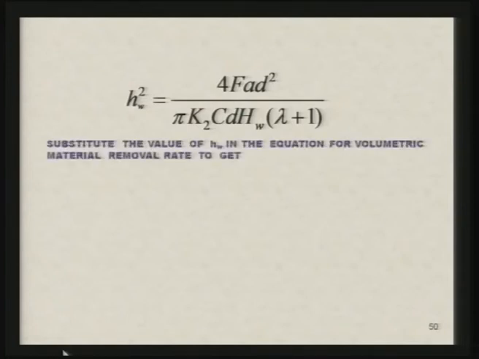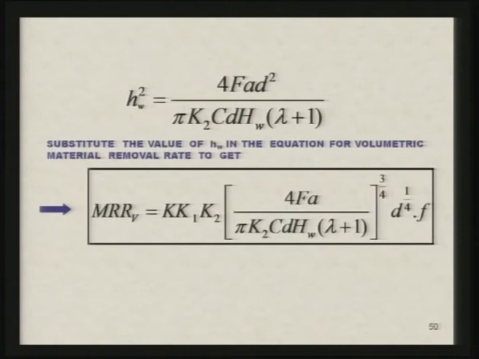Substitute the value of H W in the equation. The volumetric material removal rate by the hammering model comes out to be equal to K K1 K2 multiplied by the term given over here: 4 F A divided by pi K2 C D H W, within bracket lambda plus 1, bracket closed, whole raised to power 3 by 4, into D raised to power 1 by 4, multiplied by F. I have already mentioned F is the frequency of vibration.